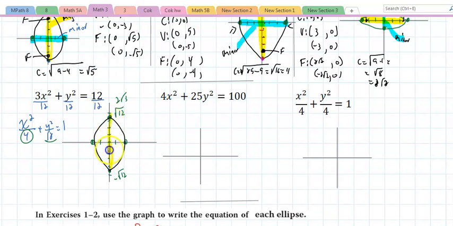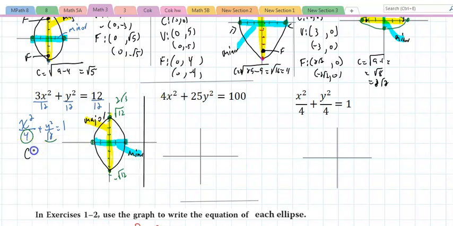I notice the major axis, it's either the x or the y. That's the major. And the minor is right there. I really don't need the minor, but I'm just pointing that out because it does come up every now and then, and we want to make sure we know what it is.